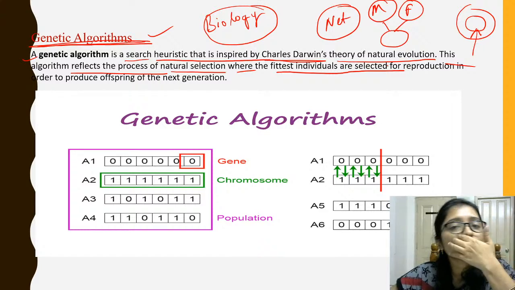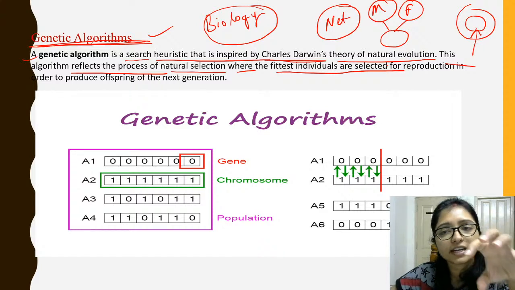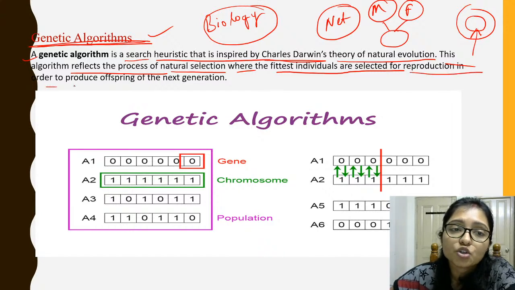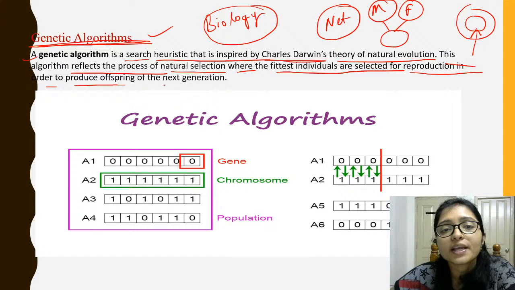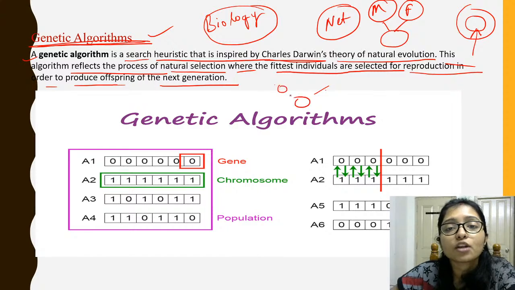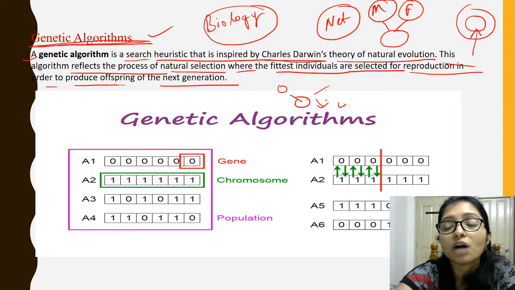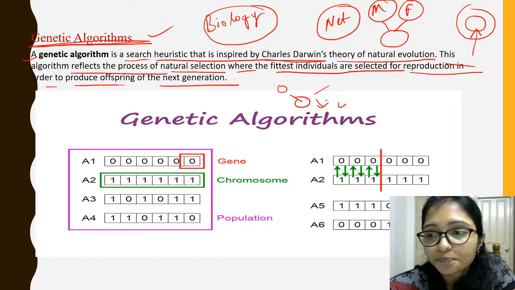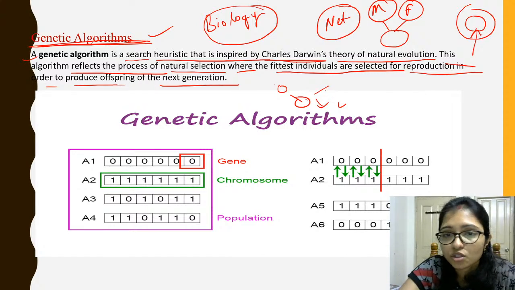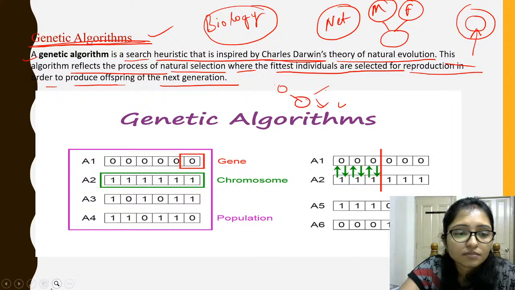So here also we are selecting the fittest ones, and for reproduction, in order to produce offspring for the next generation, the fittest male and female chromosomes are selected, and finally we do the reproduction. Same thing is here. Now try to understand how the algorithm goes. I think it is not visible, I am zooming it.